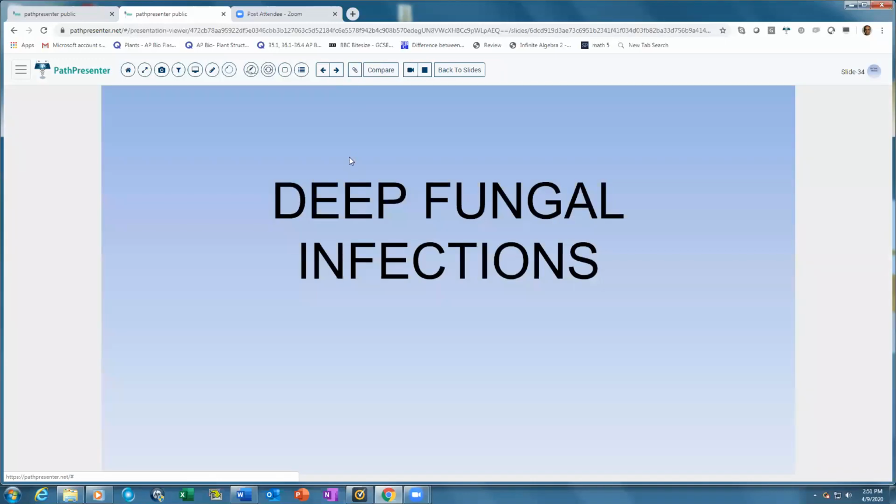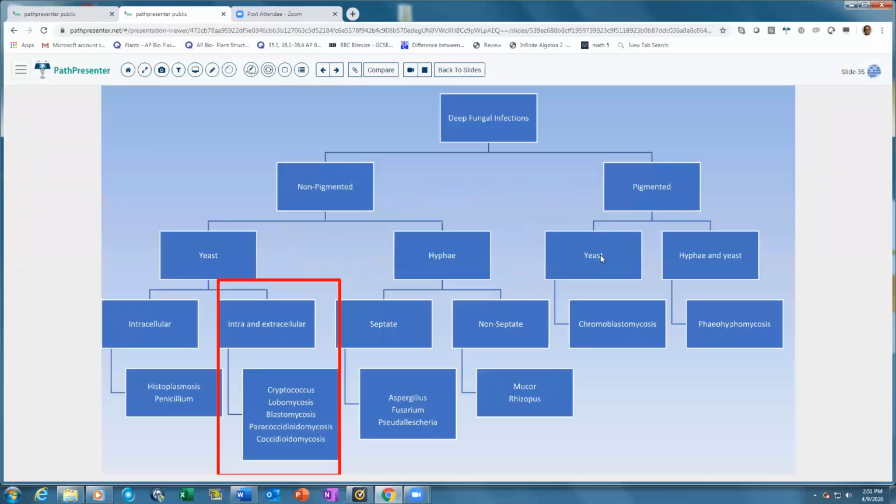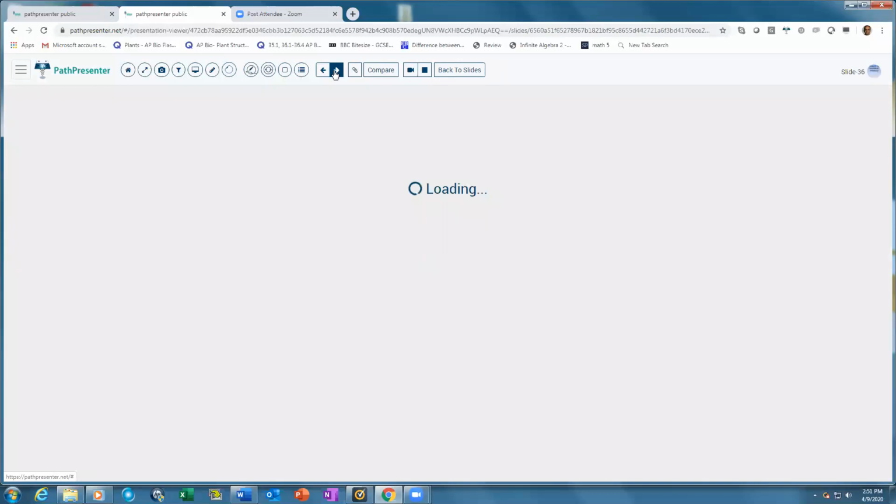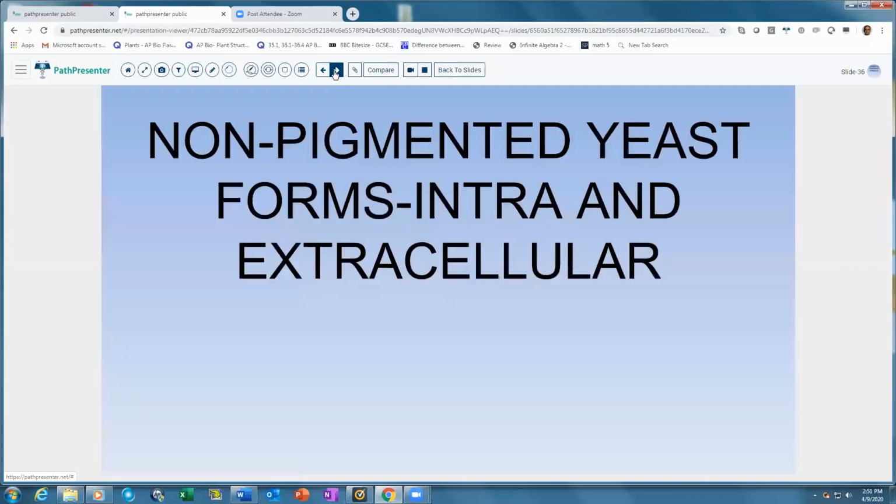Now we'll move on to the deep fungal infections. We already talked about deep fungal infections being divided into non-pigmented and pigmented. We're going to talk about the non-pigmented ones first, starting with the yeast forms, which are first intra and extracellular.